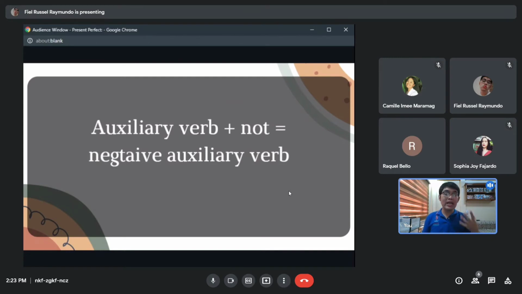You can form negative present perfect sentences by adding a negation, or a not, to the auxiliary verb. Let me clarify. Has not is the same as hasn't, and have not is the same as haven't. The shorter version is what we call a contraction. Is that clear? Yes, sir. Okay.